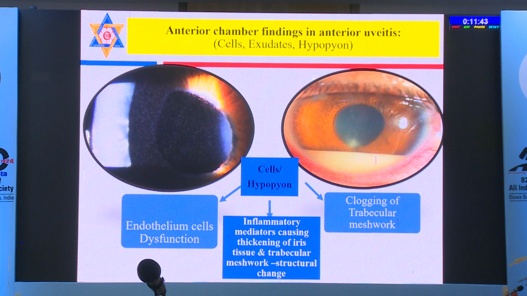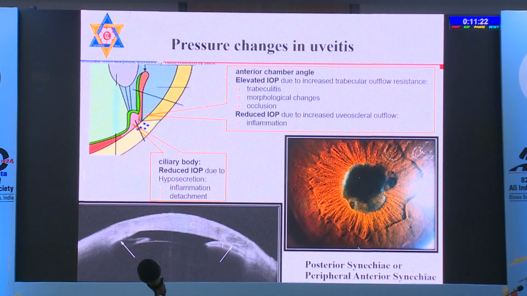What next? The cells in the anterior chamber, the exudates and hypopyon can have a direct impact on the corneal endothelial cells, or they can clog the angle, causing outflow obstruction. Moreover, these inflammatory mediators can lead to thickening of the iris and also the trabecular meshwork, thus leading to structural change. Thereby, there can be change in the pressure.